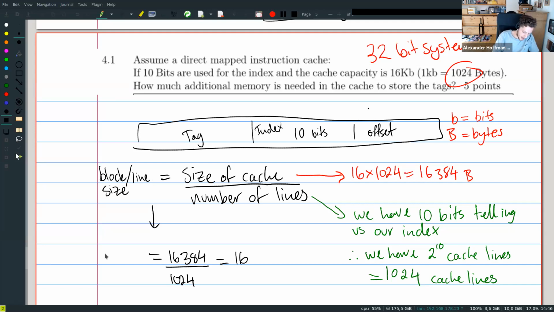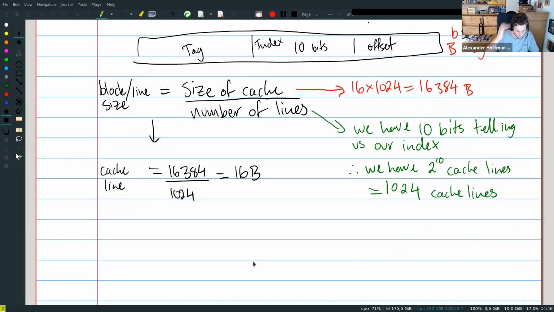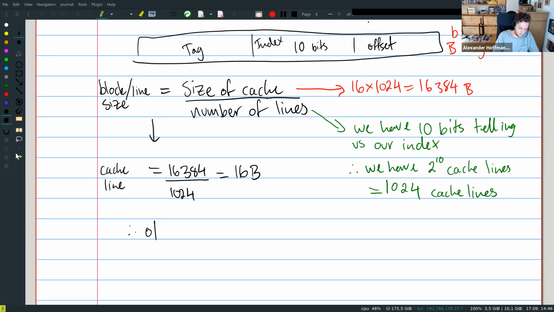So this means our cache line is 16 bytes, meaning how big is our offset? Like how many bits is our offset? Yep, 4 bits. So we can put this in here, 4 bits.